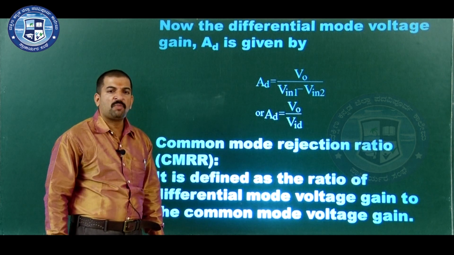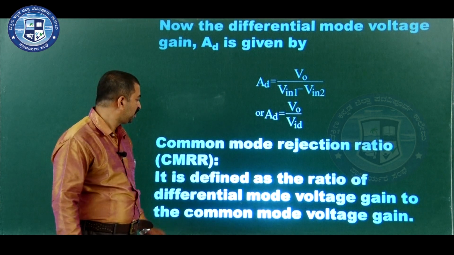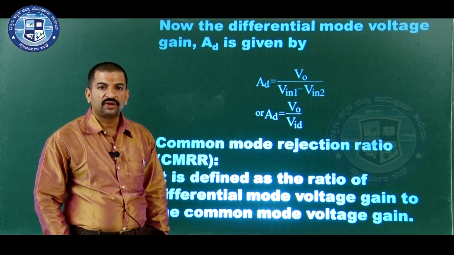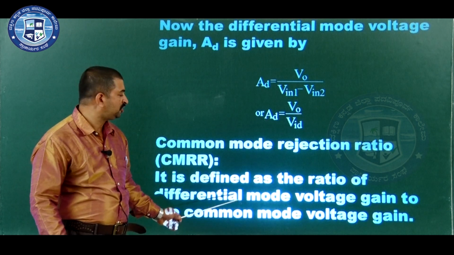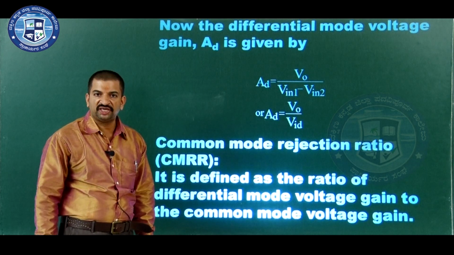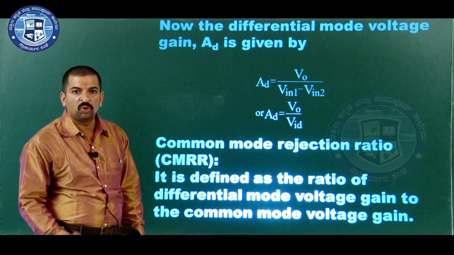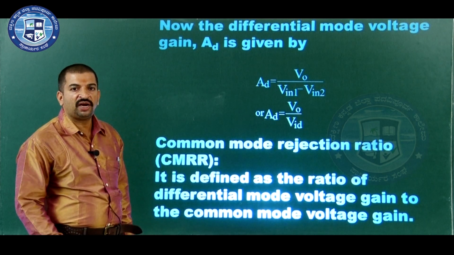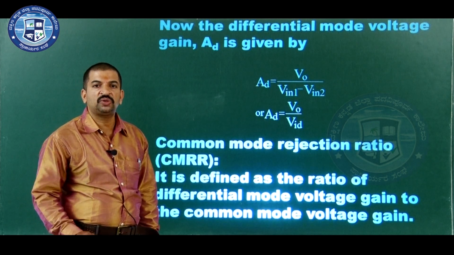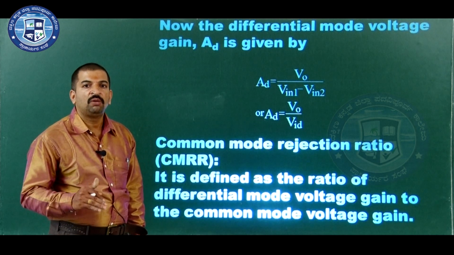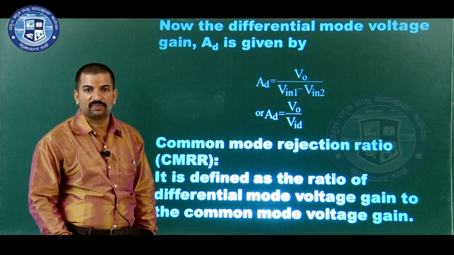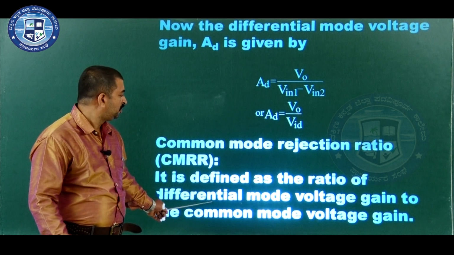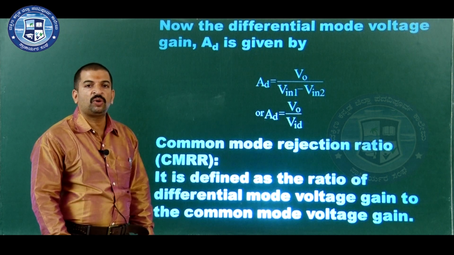Next is the common mode rejection ratio. Already we have defined the common mode rejection ratio. The common mode rejection ratio is defined as the ratio of differential mode gain to the common mode gain. Very easy to calculate the differential mode gain. What you have to do? You have to apply input signals to both input terminals of the amplifier, and then the resulting output voltage is determined.